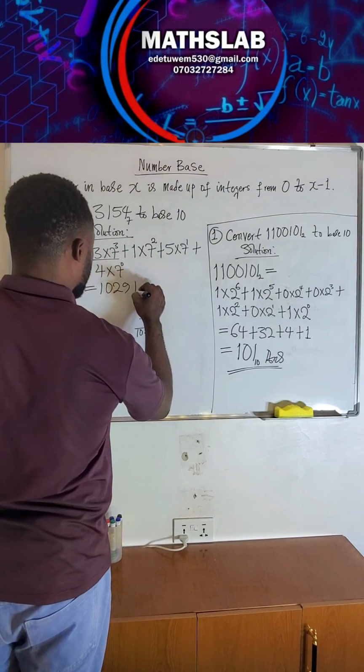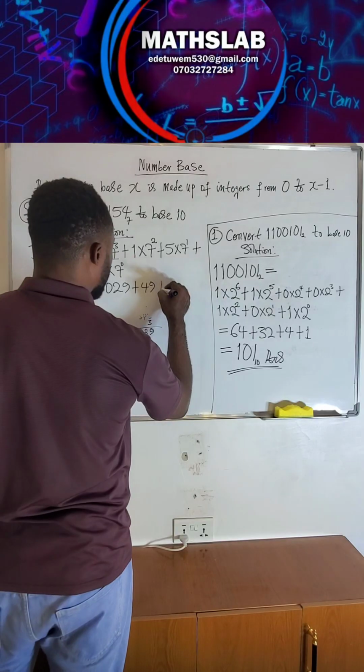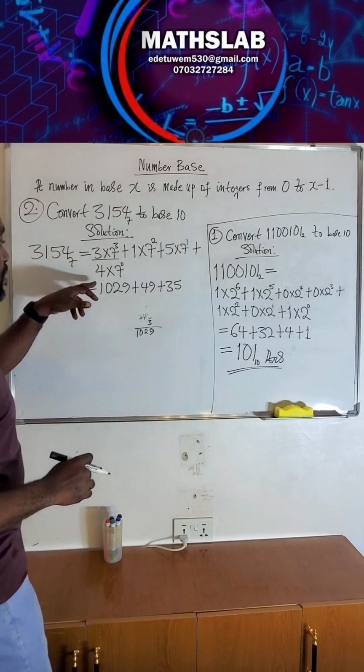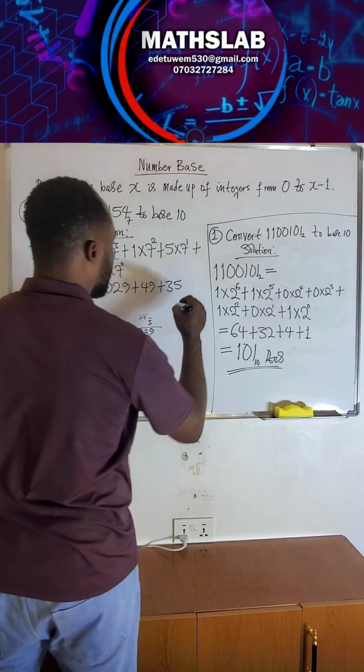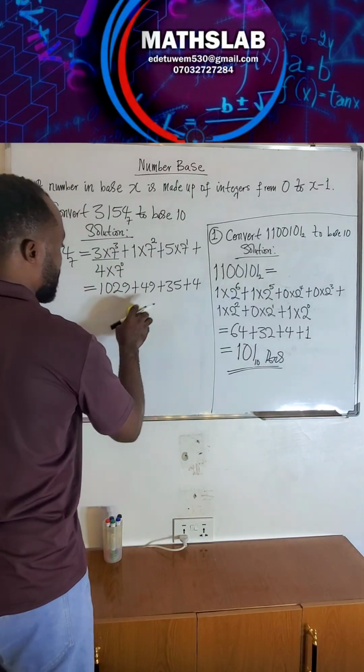Plus 7 raised to the power of 2, which is 49, plus 5 times 7 is 35, plus 7 raised to the power of 0 is 1, and then 1 times 4 is 4. Is that right?